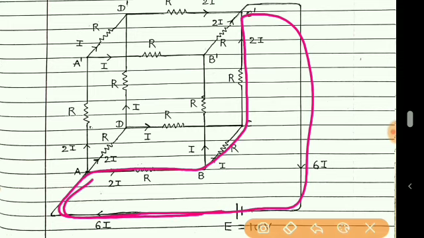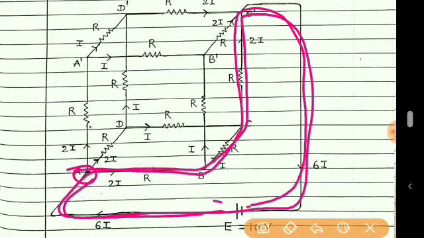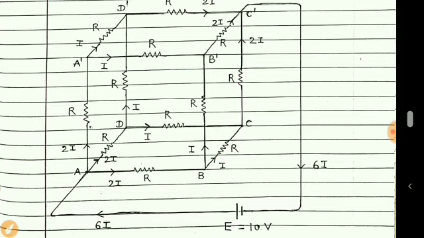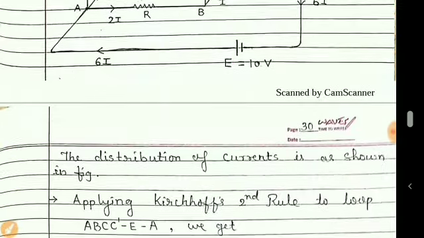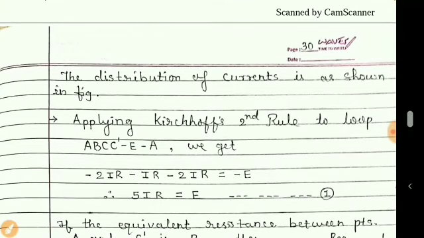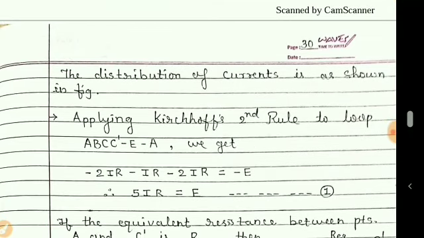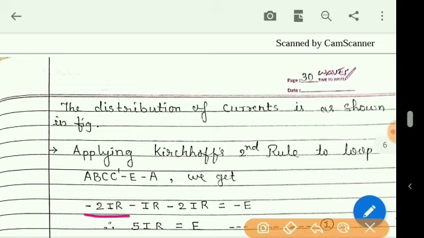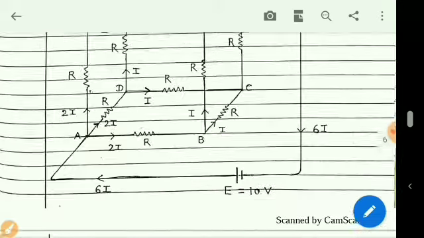Once again students, if I start from A, B, C, C dash, then epsilon, that is E, the battery, and once again to A. If we apply Kirchhoff's second rule to this closed loop, we get an equation. So I have applied this rule and we get this equation. You can see this equation is obtained.